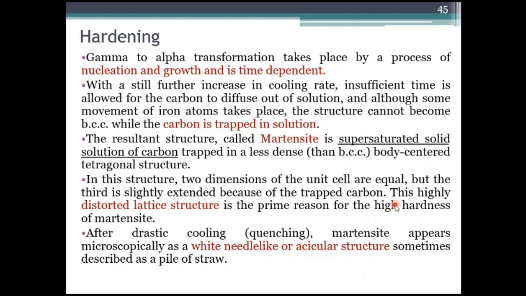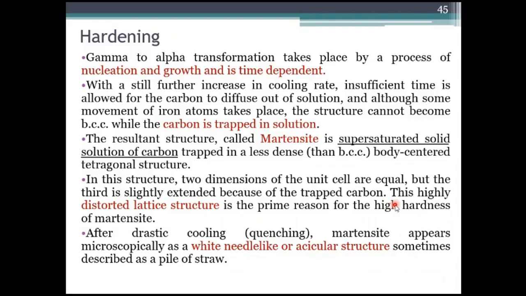In the heat treatment you will be getting an austenite. Here you will be getting a martensite kind of thing, which is also nothing but a supersaturated solid solution of carbon, which will be less dense than the BCC type of structure. In this type of structure, the two dimensions of the unit cell are mostly equal, but the third is slightly extended because of the trapped carbon. This distortion will increase the hardness.